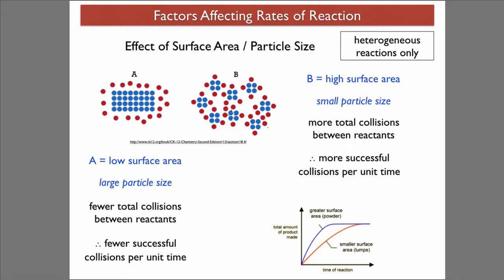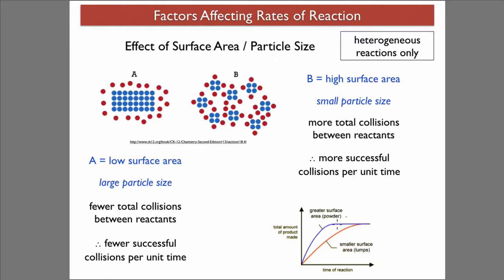Conversely, over here, the red particles have better access and can hit more of these blue atoms and molecules. And so the smaller particle size leads to more total collisions between reactants and more successful collisions per unit time.